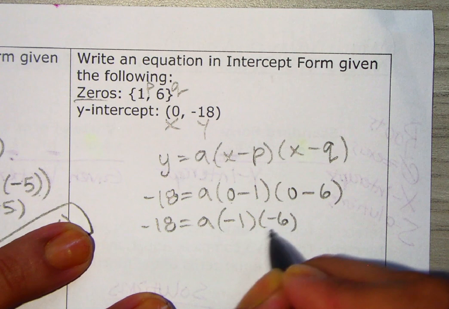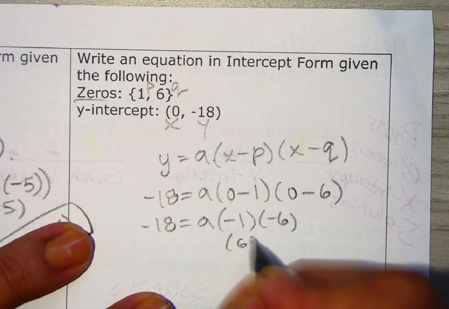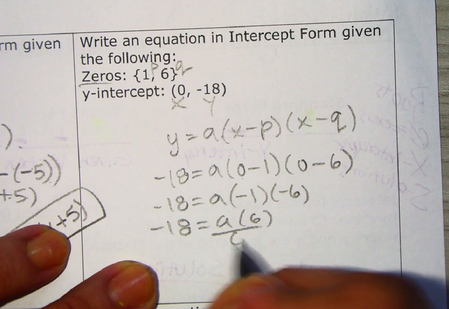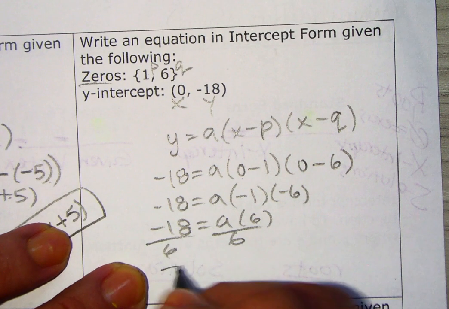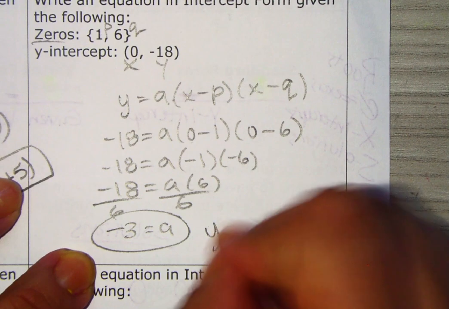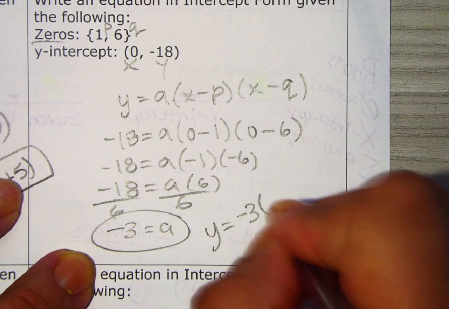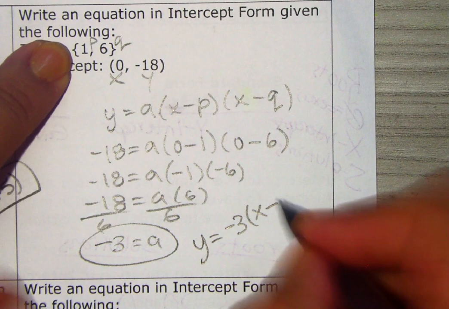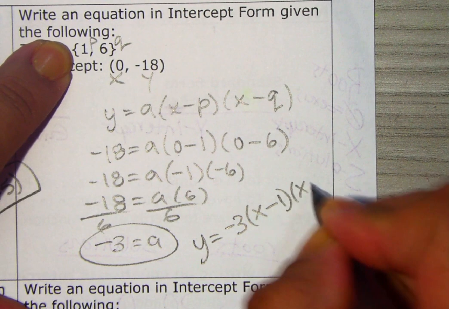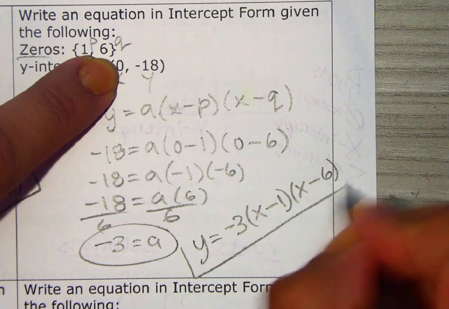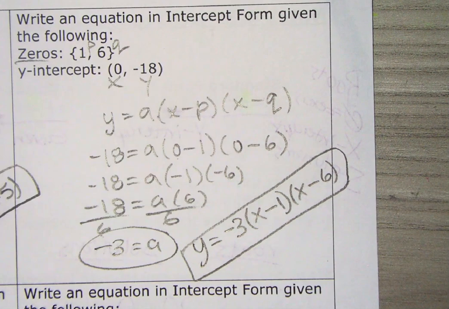Negative times negative is positive, 1 times 6 is 6. And then we divide by 6. So negative 3 equals A. So y equals negative 3, x minus P, which is 1, and x minus Q, which is 6. And hopefully this is the answer you got. All right, let's try the next one.